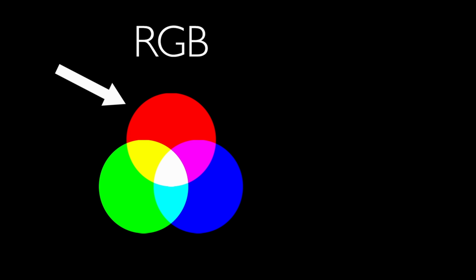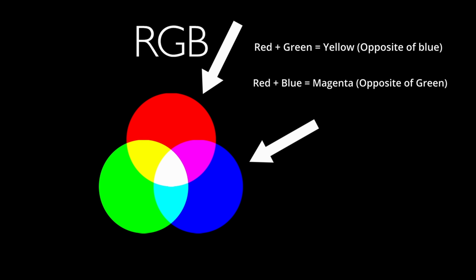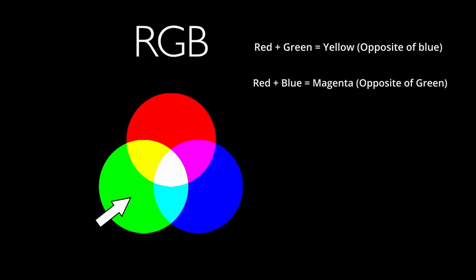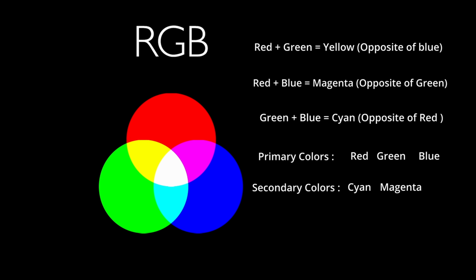By mixing red and green, I get yellow, which is also the opposite of blue. Red and blue together produce magenta, which is also the opposite of green. And green and blue together produce cyan, which is the opposite of red. We have primary colors, red, green, and blue, and secondary colors, cyan, magenta, and yellow. This is how we add or subtract color using the point curve.